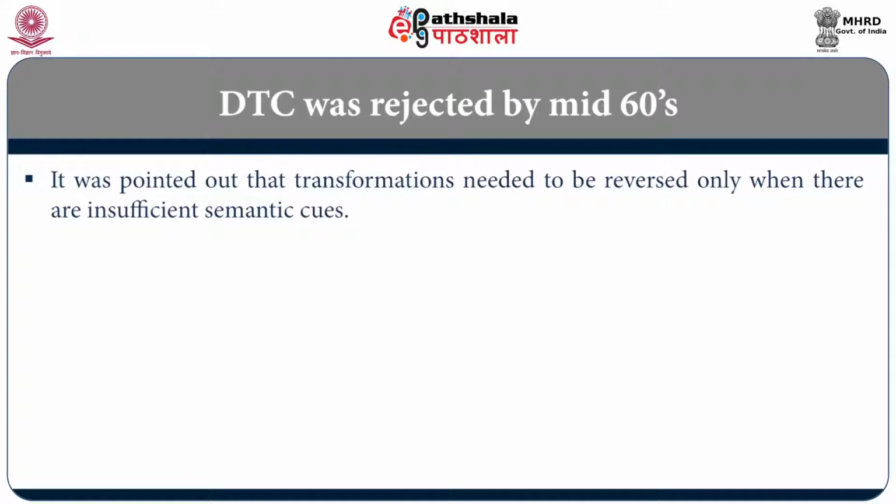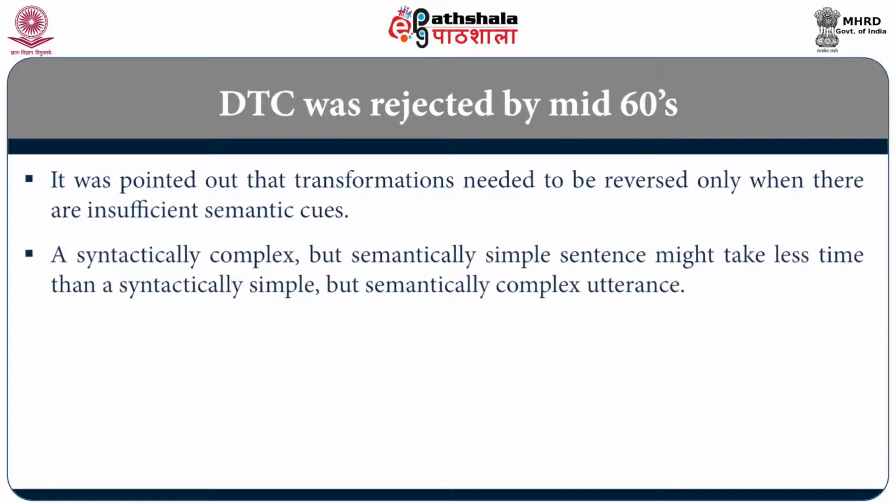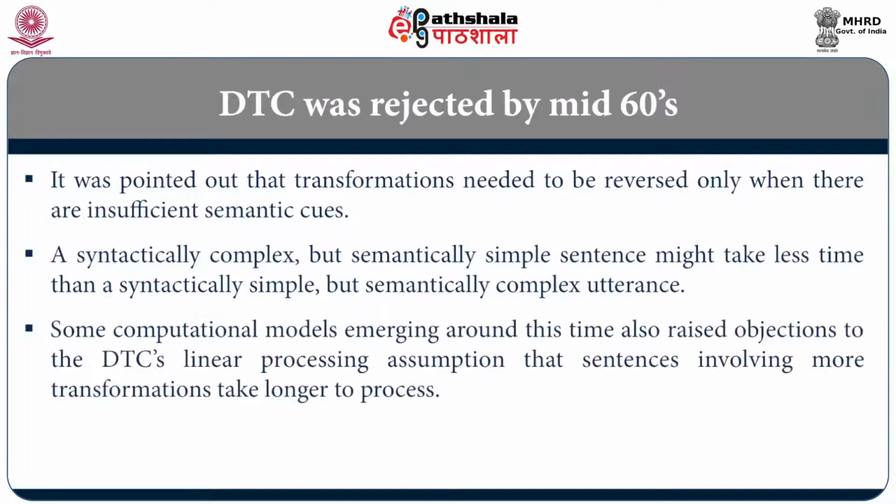That is, there is a deep structure, there is a surface structure. Between the two of them, we think about the deep structure, look at these transformations and then come up with the surface structure. So that is a syntax-centric explanation. They are ignoring the semantic cues. So it was pointed out by the mid-to-late 60s that a syntactically complex but semantically simple sentence might take less time than a syntactically simple but semantically complex utterance. Some computational models emerging around this time also raised objections to DTC's linear processing assumption; the claim that sentences involving more transformations take longer was contested.